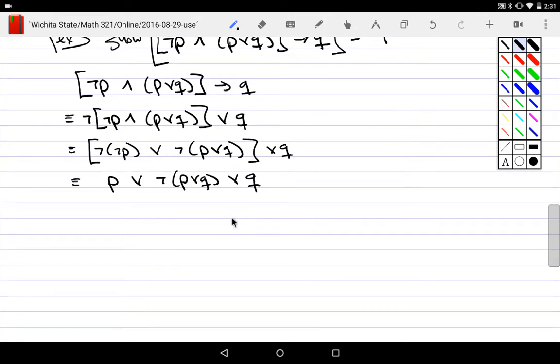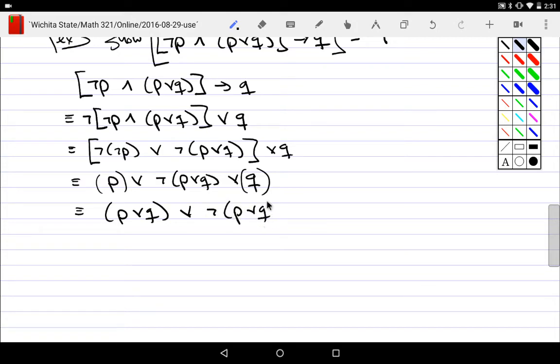And then if I look at this, where I have an or, this under an or, that under an or, this under an or, I can use commutative and distributive and regroup it. So this is just simply P or Q. I'm going to put those two together because I can commute and then re-associate, associative, or, and I have not P or Q.